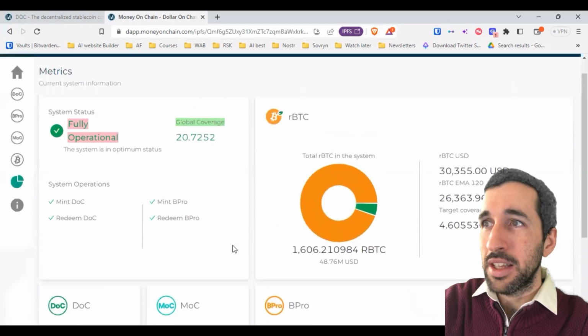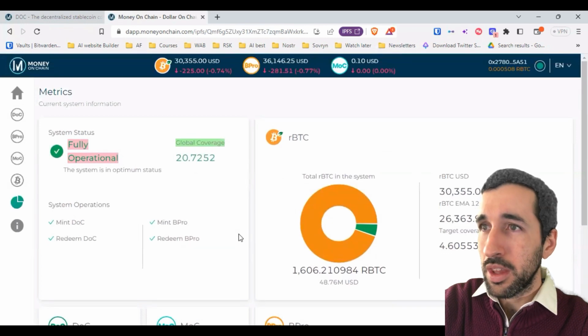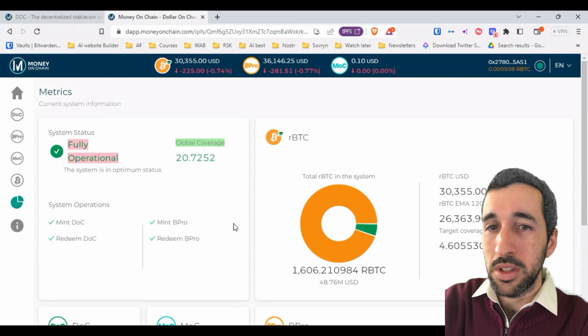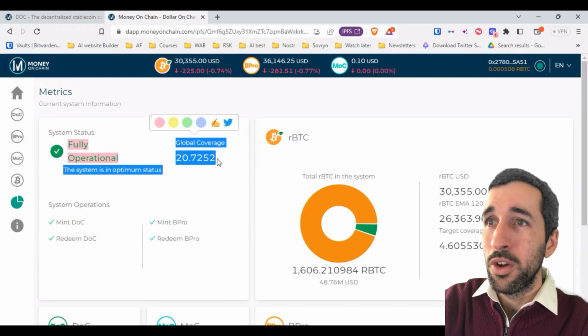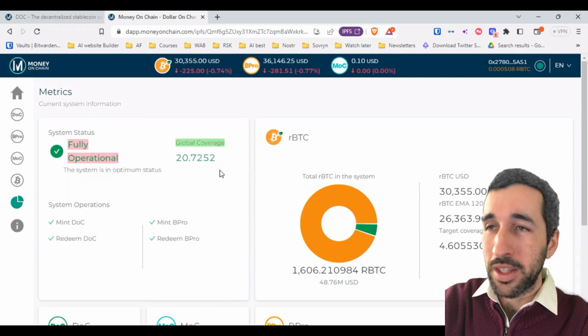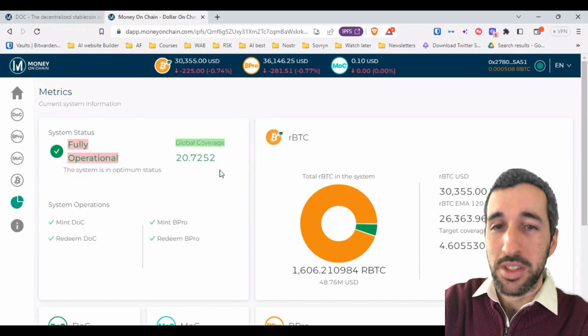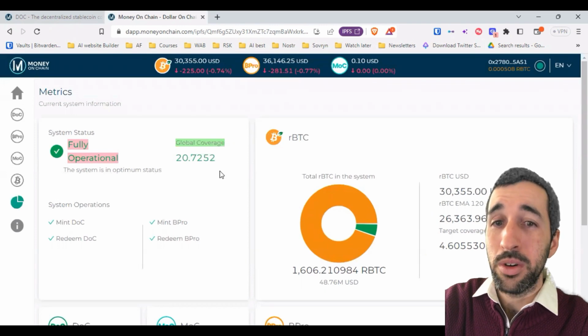Anyway, that is an overview on the dollar on chain token. The thing you need to remember the most is that it's a decentralized Bitcoin-backed stablecoin that has a global coverage of 20 times its value, making it the most secure, the most resilient, and the most trustworthy stablecoin we can find anywhere in the world.